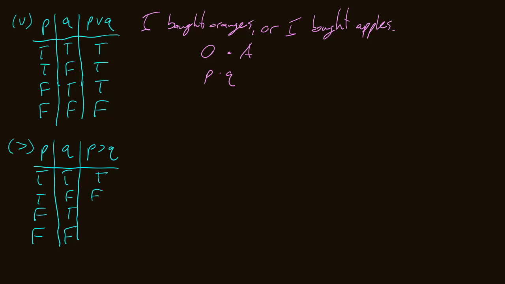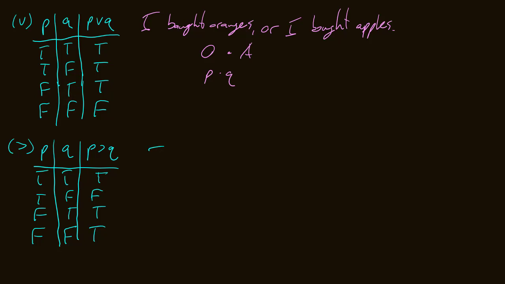And now here's where things get tricky. If I have if false, then true, that is true. And if I have if false, then false, that is also true. Now this is a little weird. That's why we're going to do an example, right?